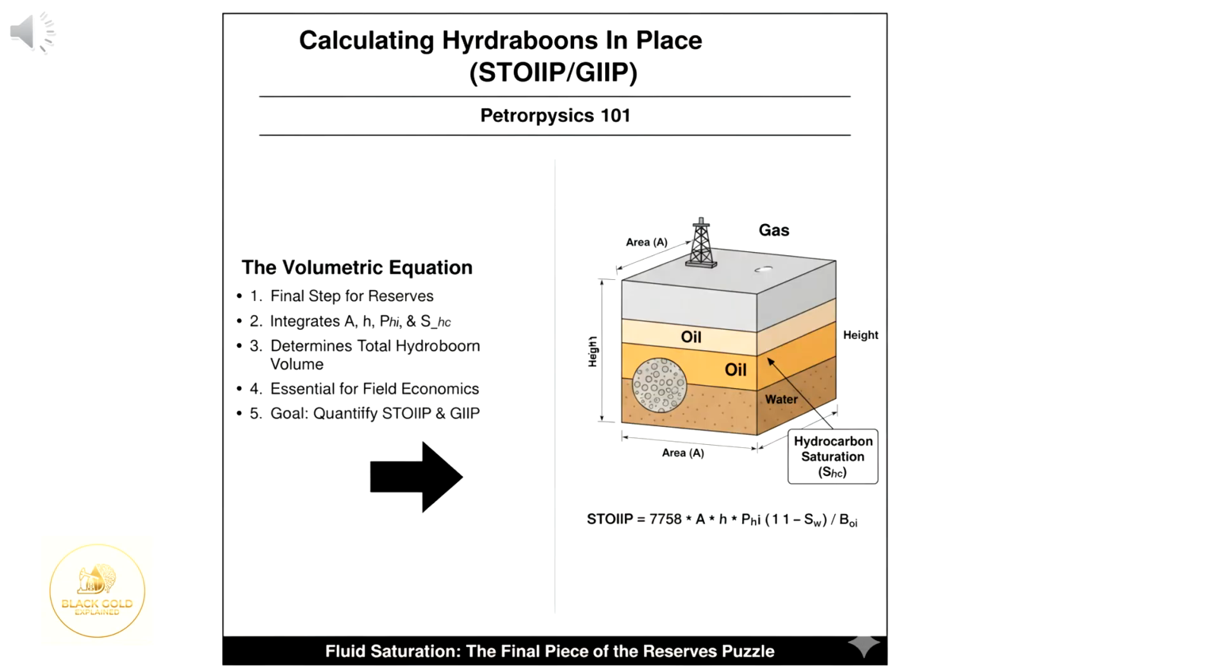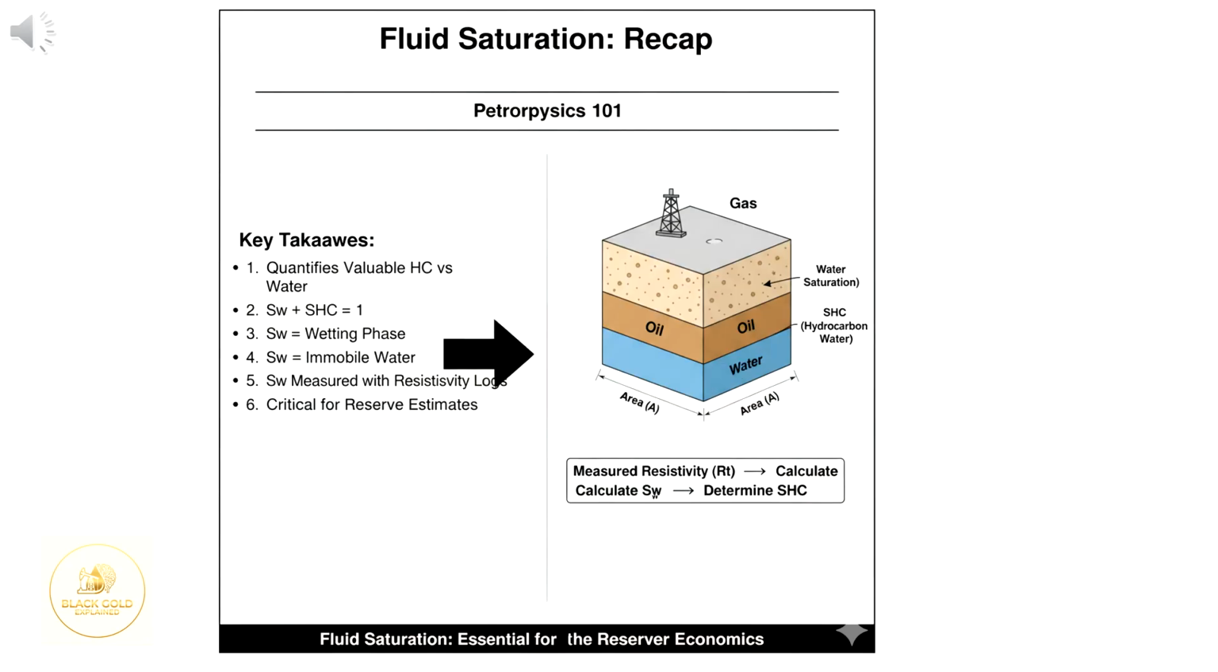Fluid saturations are the final piece of the puzzle for calculating original hydrocarbons in place. Together with area, height, and porosity, saturation determines the total volume of oil or gas trapped in the reservoir. Recap: fluid saturations quantify the amount of valuable hydrocarbon versus non-valuable water in the pore space. Saturation of water is measured using resistivity logs and is critical for reserve estimation.